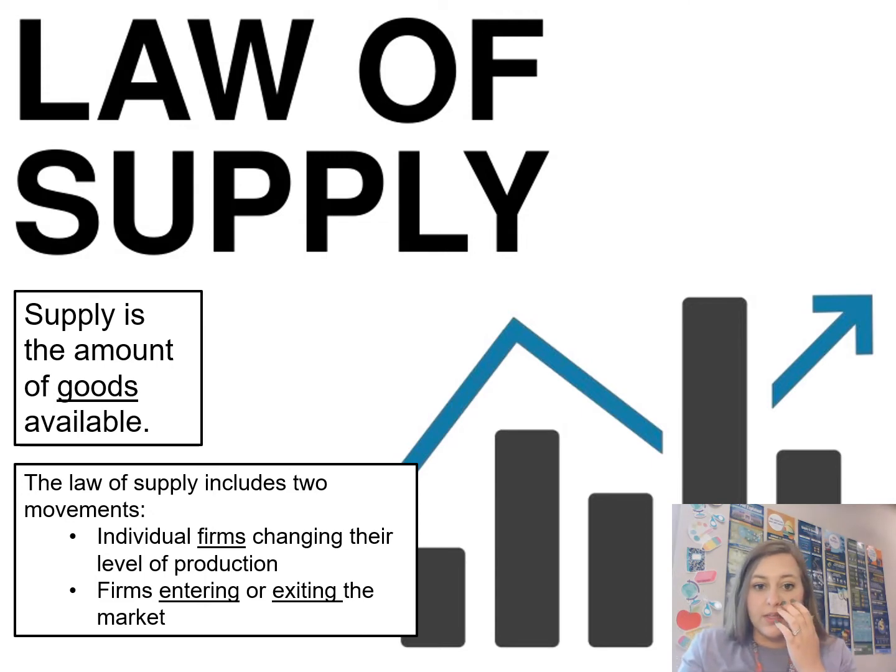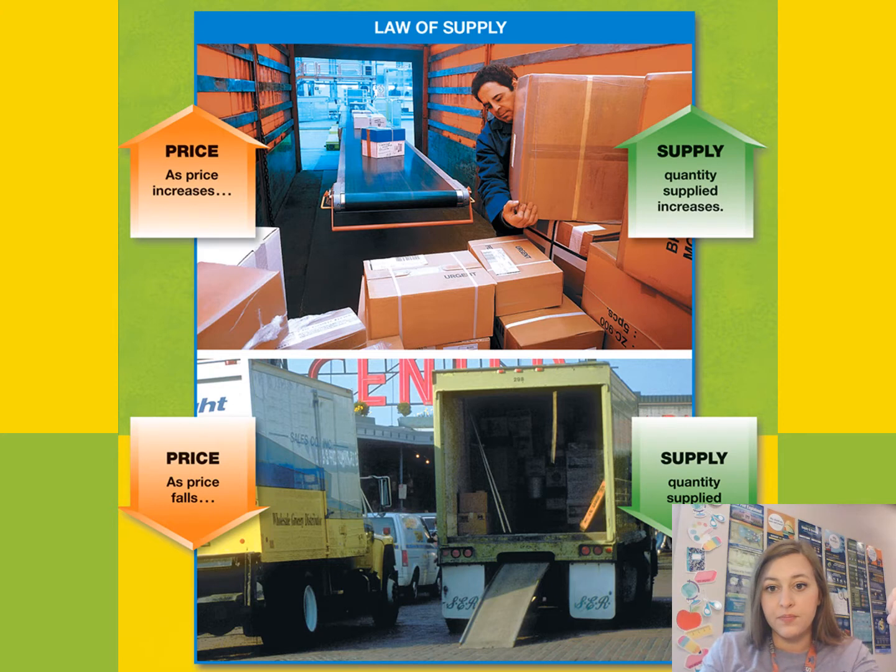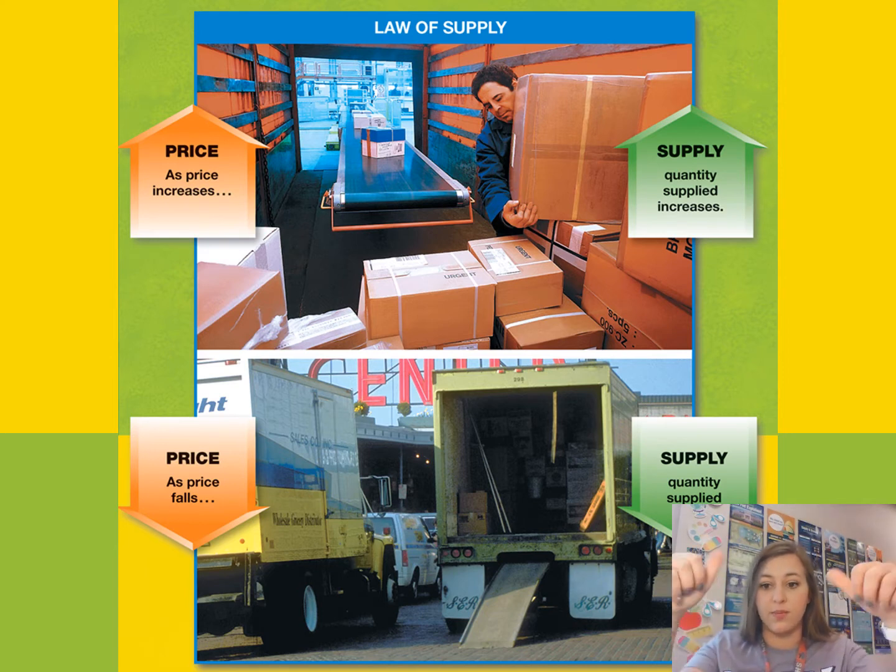So supply is the amount of goods that are available, and the law of supply includes two movements. One, individual firms changing their level of production. So Spicy Pie decides they're going to make 500 slices instead of 300 slices. In addition to measuring that, we can also increase or decrease supply when new firms enter or exit the market. So if someone opens a new coffee shop, we're going to have an increase in the supply of coffee. But if someone closes an existing coffee shop, we're going to have a decrease in supply. So again, just kind of showing this positive relationship. As price increases, so does quantity supplied. As price decreases, so does quantity supplied.